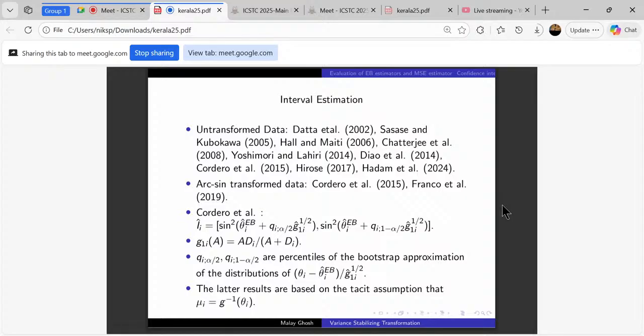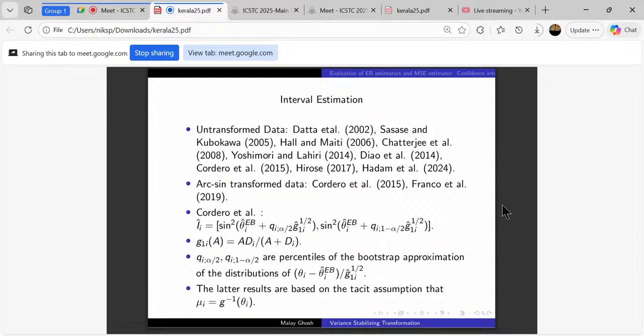That's why you are doing the adjustment. You are taking the adjustment theta_i minus theta_i EB, and then taking the quantiles of the asymptotic distribution through the adjustment. The main thing is P is sine square theta. So the interval estimation would be sine square theta_i hat EB, adjusted with the percentiles. G1i is the first moment of the Fay-Herriot, and Q stands for the percentiles of the bootstrap approximation of the distributions.